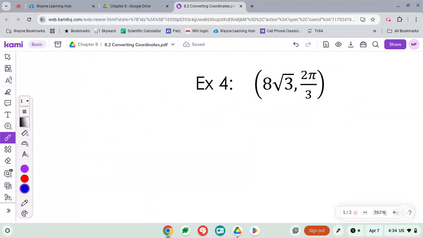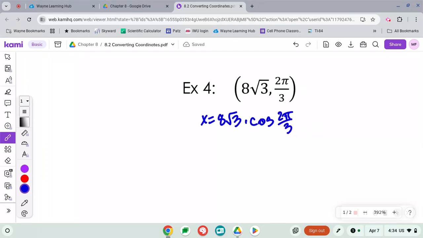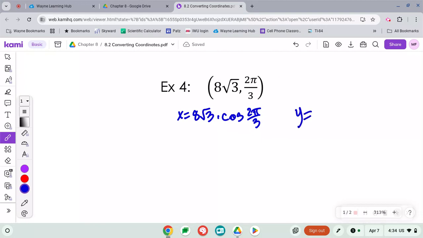Same concept, right? For our x, it's just 8 root 3 times the cosine of 2 pi over 3. For the y, same thing: 8 root 3 times the sine of 2 pi over 3. X is always with cosine, y is always with sine.